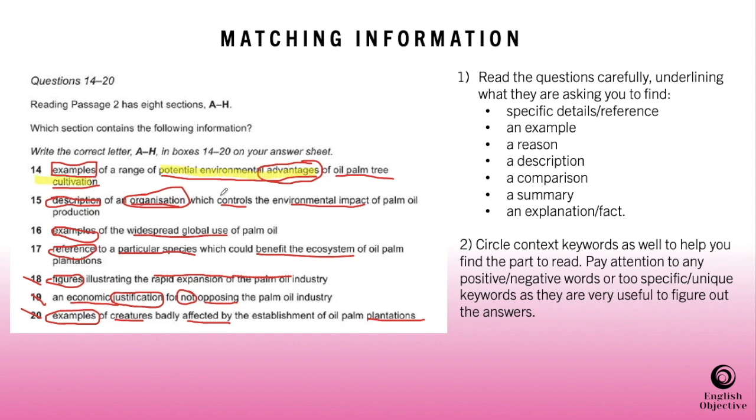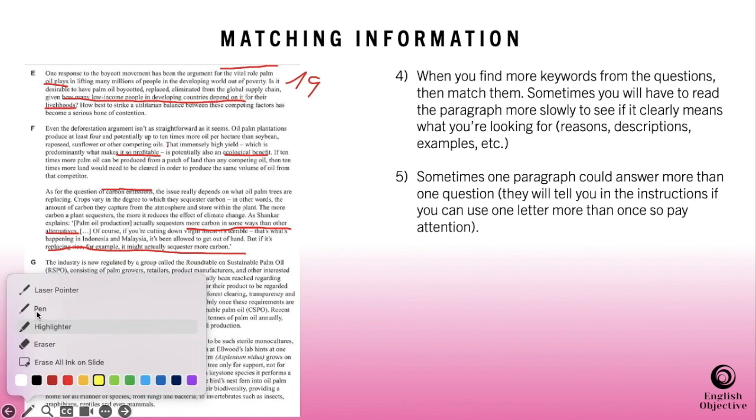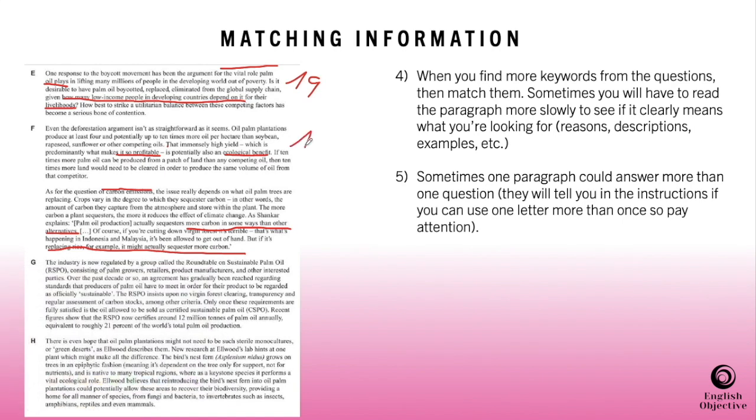When we are cultivating the palm tree, as we highlighted, one of the potential advantages is the reduction of carbon emissions. Let's continue then reading the next paragraph. The industry is not regulated. So the industry is regulated by a group called the Round Table Sustainable Palm Oil.